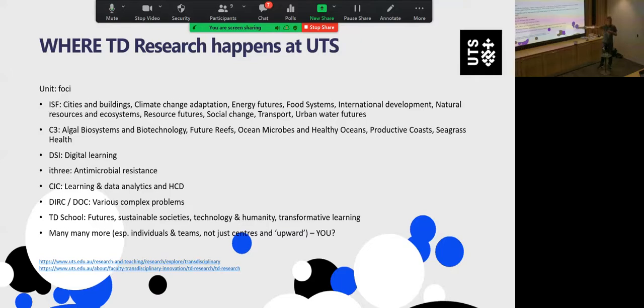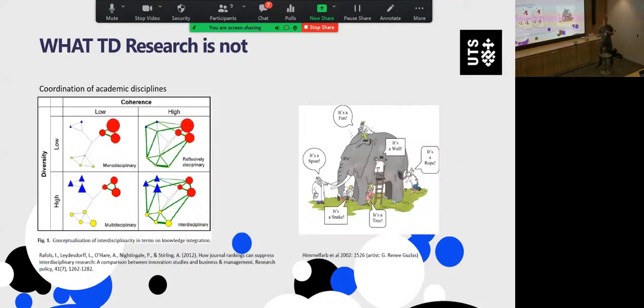So hopefully in the near future, you'll be hearing more from us on those. Our website has just been refreshed this last week, which has more specific case studies and projects on those. And you'll notice a lot of these are at the level of a unit in UTS. But there are, of course, many, many individuals and their collaborators and teams who do transdisciplinary research. So it's happening. The question to UTS is how do we coordinate it in a more sophisticated way rather than just letting it mushroom?